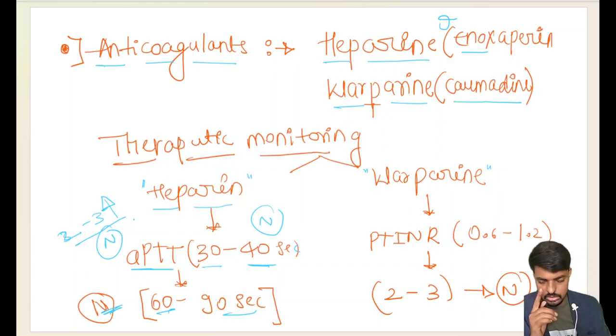So the examiner will ask you a question like this: the patient is on heparin, and his APTT value is 70. So what intervention will you do? Whether you will inform the doctor, whether you will withhold the drug, whether you will inform the doctor and withhold the drug, and all the above.